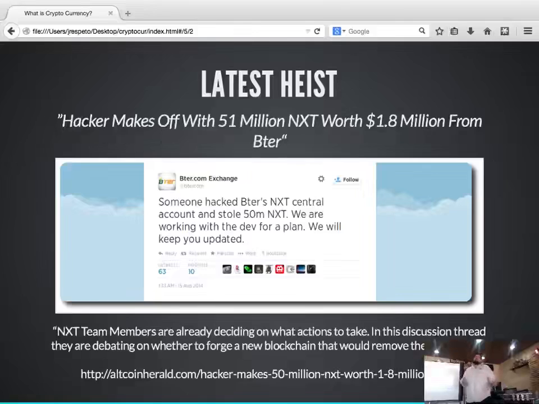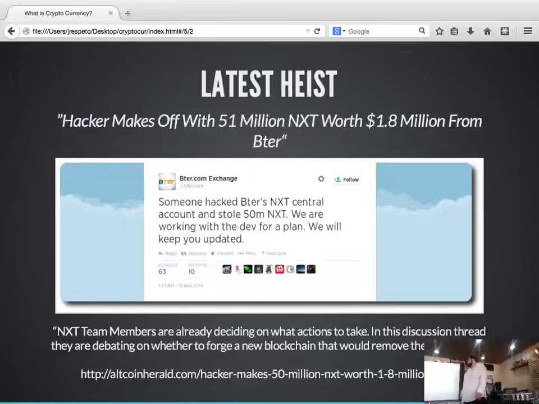But then they said, "Oh, we're shutting down. There's not going to be any more dividends. You've got to get on NXT." So I went and got on NXT, but I didn't really get my resources yet, my share value thing, whatever they call it. Just a week or two afterwards, hackers made off with 51 million NXT.